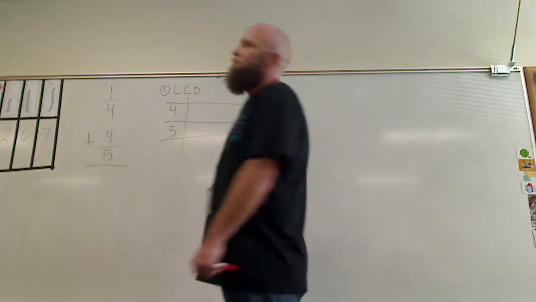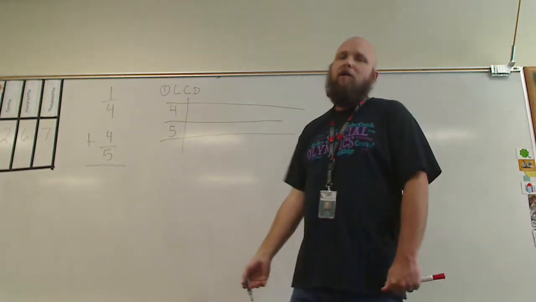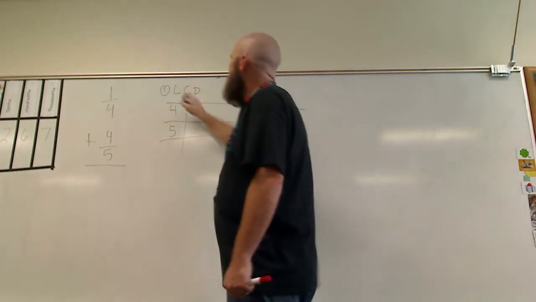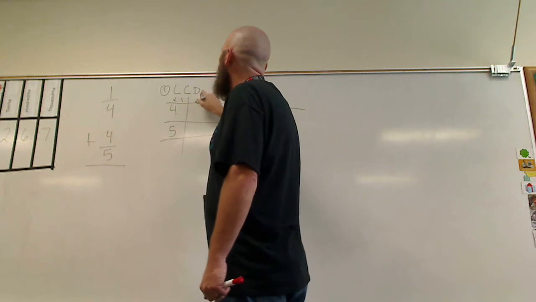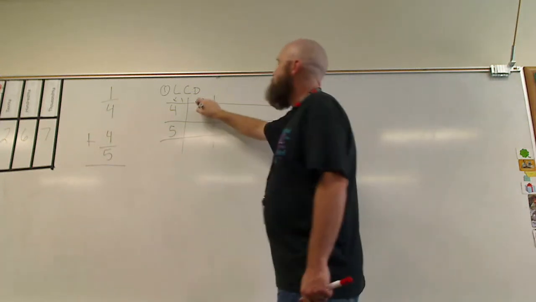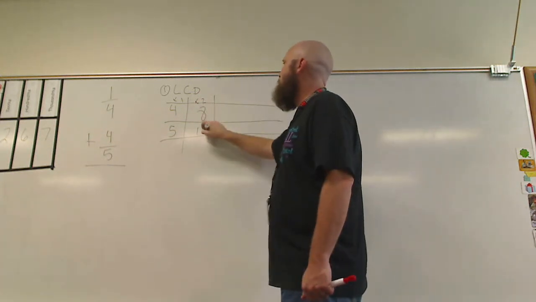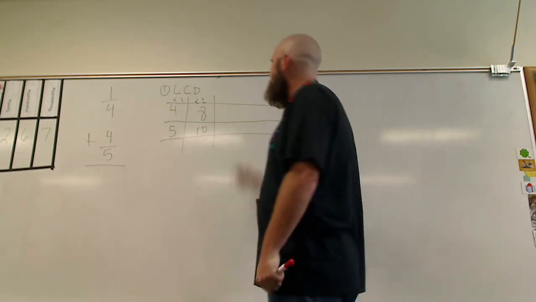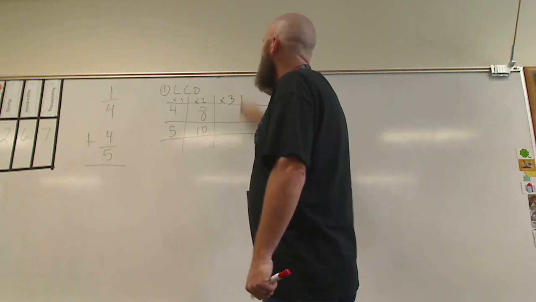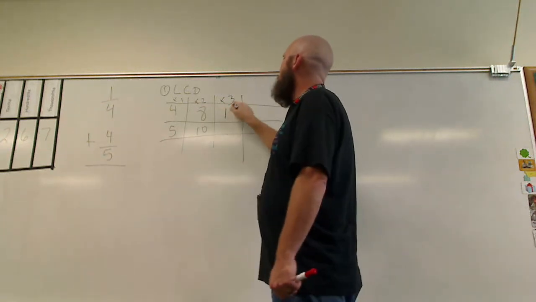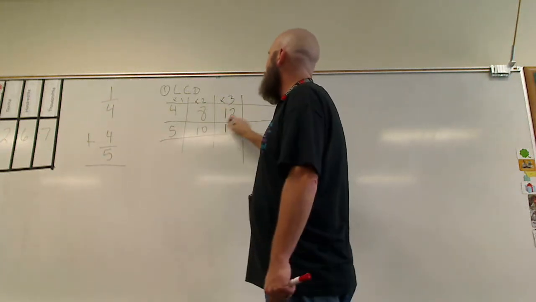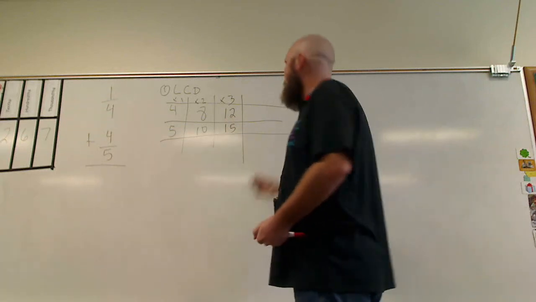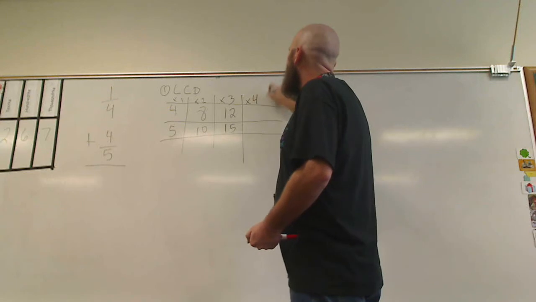If you have access to a multiplication chart, you can always use a multiplication chart, and you won't have to do all this part. So if I multiply by 1, multiply by 2, 4 times 2 is 8, 5 times 2 is 10. Do I have the same number that appears in both rows yet? I do not. So I multiply by 3. 4 times 3 is 12. 5 times 3 is 15. Do I have the same number that appears in both rows yet? No, I do not.